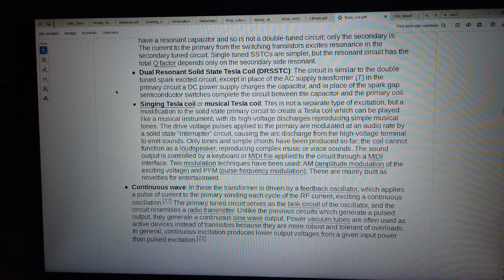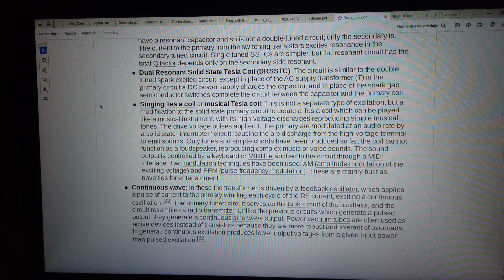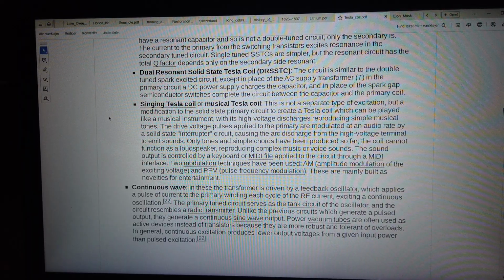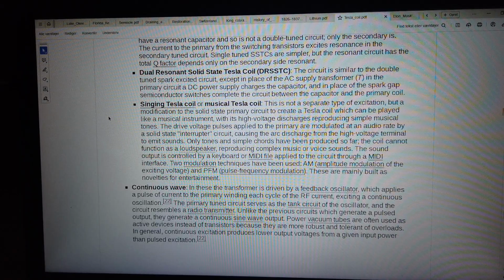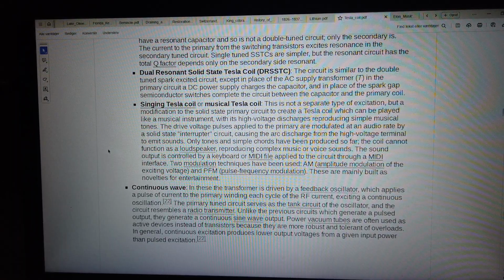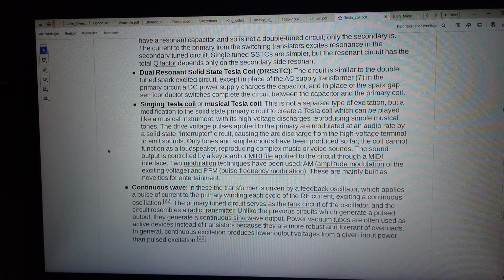Singing Tesla coil or musical Tesla coil. This is not a separate type of excitation, but a modification to the solid-state primary circuit to create a Tesla coil which can be played like a musical instrument, with its high-voltage discharges reproducing simple musical tones. The drive voltage pulses applied to the primary are modulated at an audio rate by a solid-state interrupter circuit, causing the arc discharge from the high-voltage terminal to emit sounds.